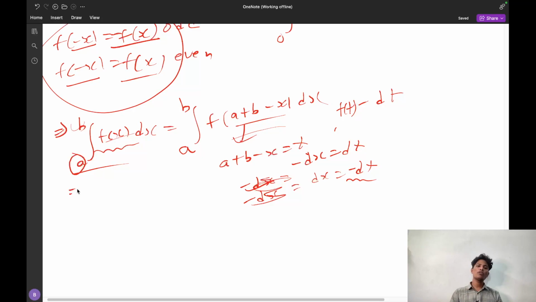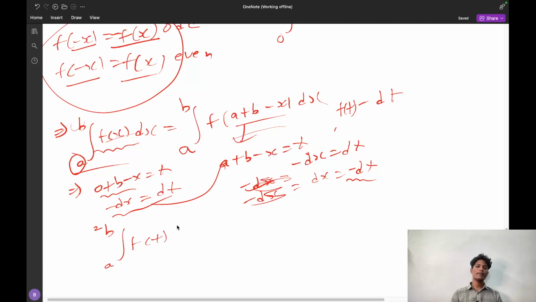Basically, if you want to prove this one, you can take a plus b minus x is equal to t, and this entire thing can be transformed: minus dx is equal to dt. And by using this one, I can write integral a to b f of t dt. And I already said t can be changed, a to b f of x dx. So like this I can write.